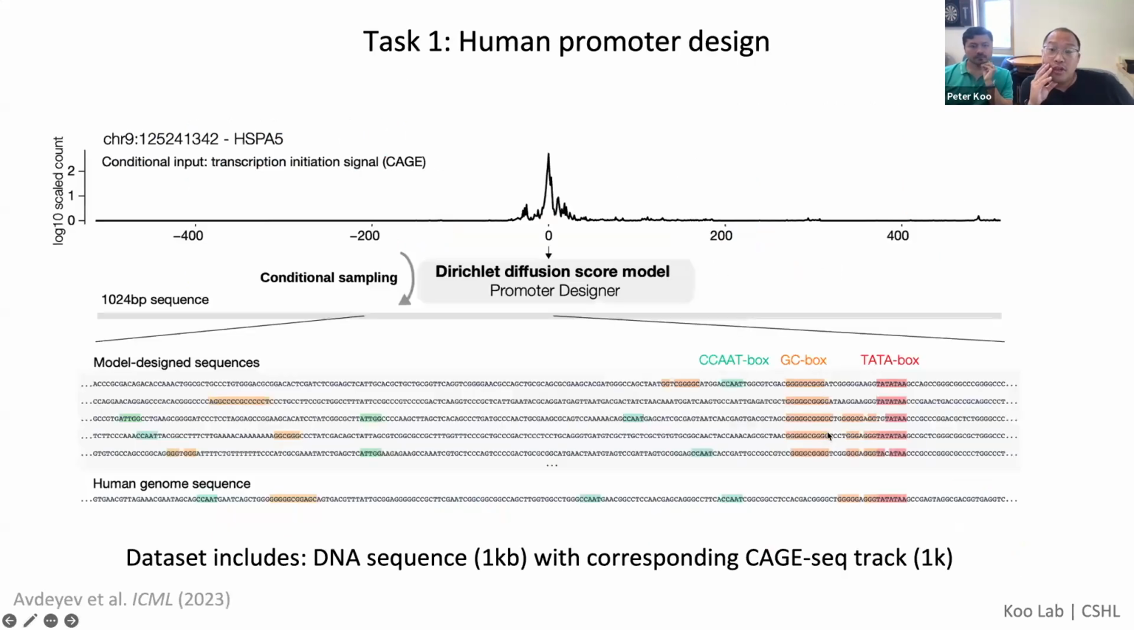So first, we benchmark D3 using an established data set for diffusion models, which is based on the conditional generation of human promoter sequences. And so the conditioning is based on K-seq data, an experimental technique that measures transcription start site activity, which serves as a proxy for expression levels. Here, the sequences are 1 kb long, and the K-seq track is also 1 kb long. And this data set allows us to assess how well the diffusion models can conditionally generate synthetic promoter sequences with desired expression levels.